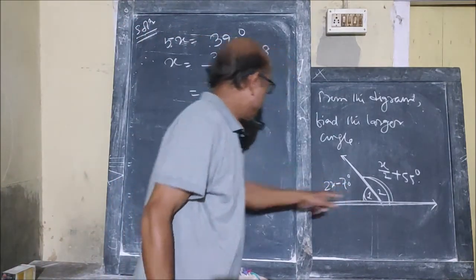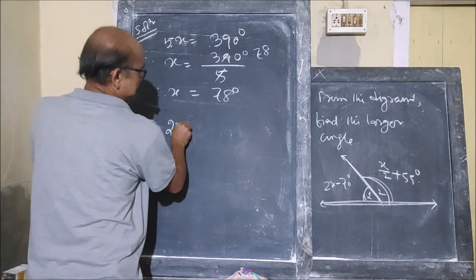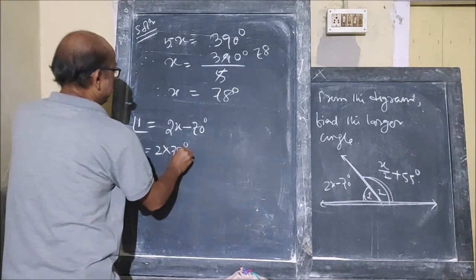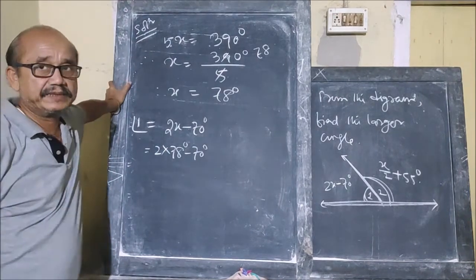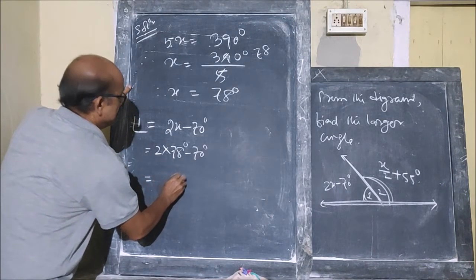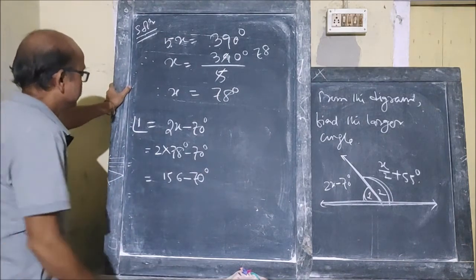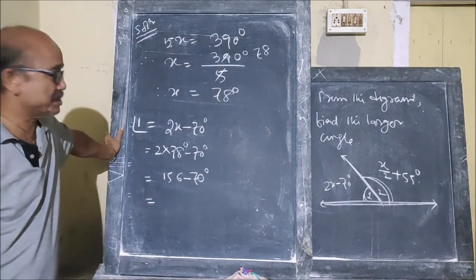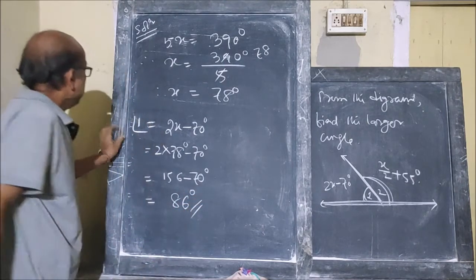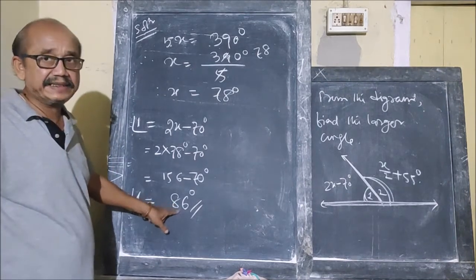this is the angle number 1, so therefore angle number 1 equal to, we can write as 2x minus 70 degree. That means 2 into 78 degree minus 70 degree. 2 into 78 degree minus what? 70 degree. Means 156 minus 70. 156 minus 70 means what? 86 degree. Number one angle equal to what? 86.